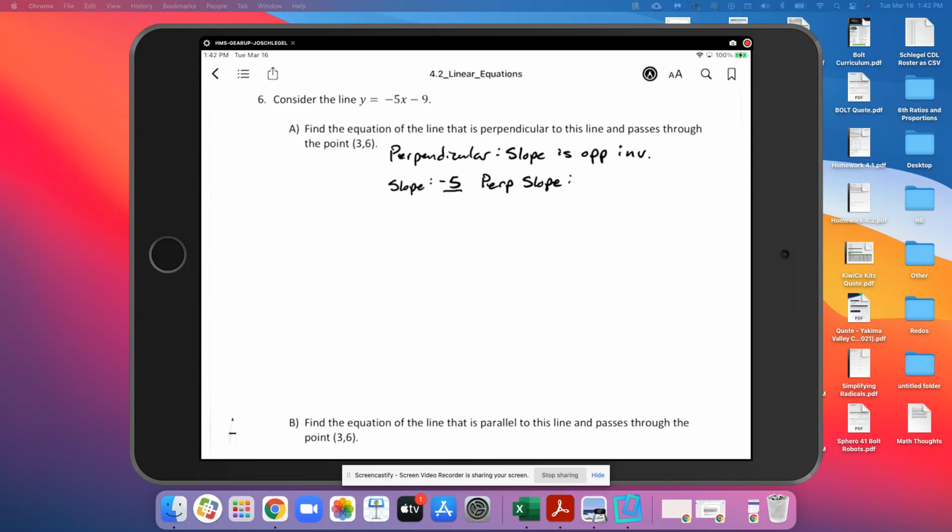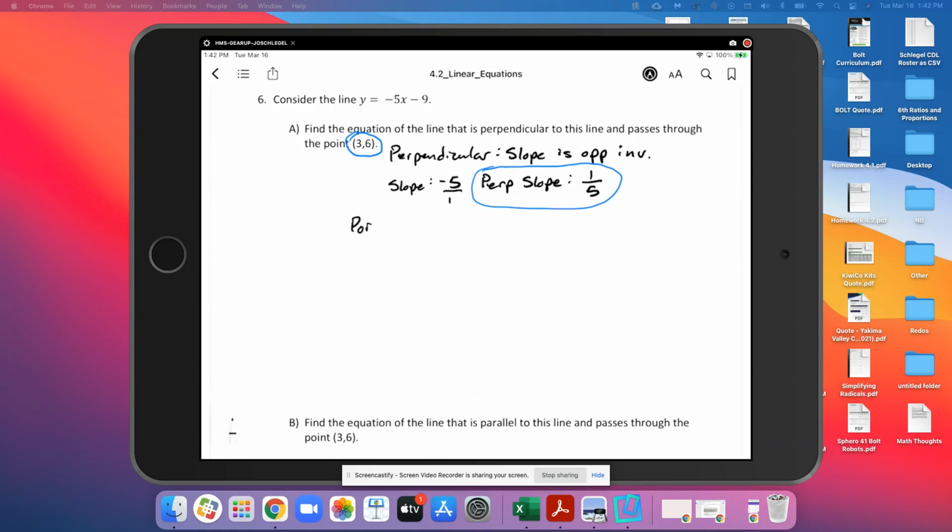And so this is really -5/1. We're going to change the sign to be positive, and we're going to flip it over, so the new slope of our perpendicular line is 1/5. And so we need this slope for our perpendicular line, and it has to pass through the point (3, 6). So we have a point, we have a slope.